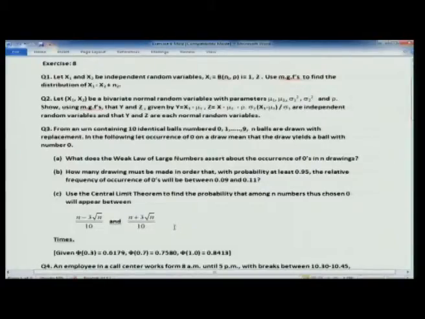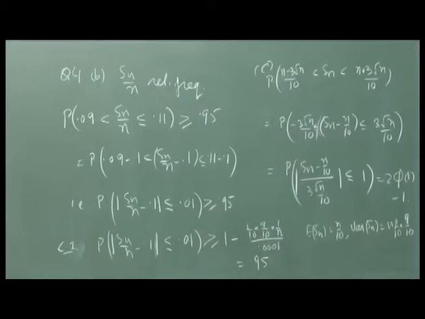right. So, then Sn by n is the relative frequency. Out of the n draws, Sn balls have shown up with number 0. So, Sn by n, as n becomes large, will converge to 1 by 10 in probability. The mean is 1 by 10. That is your weak law of large numbers. Sn by n will converge to 1 by 10 in probability.